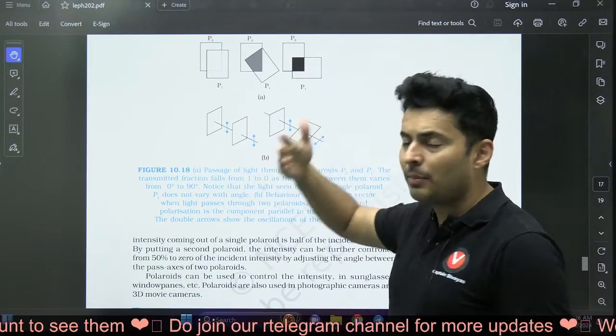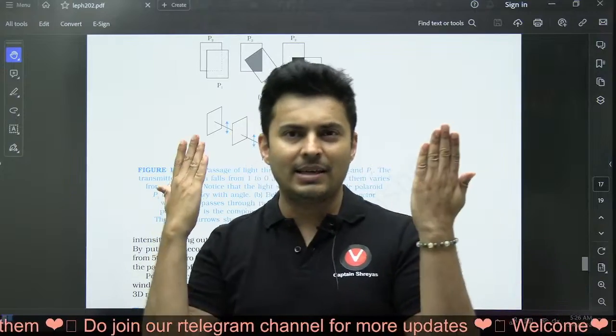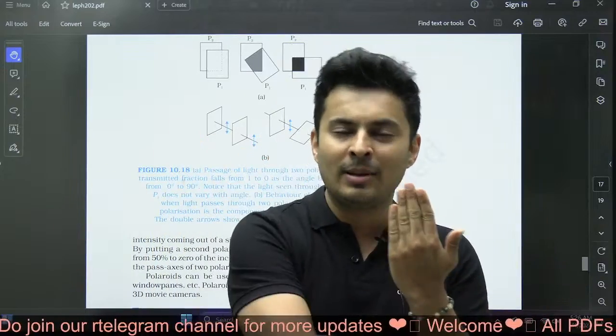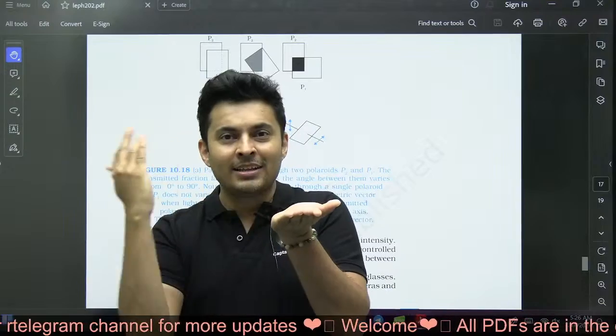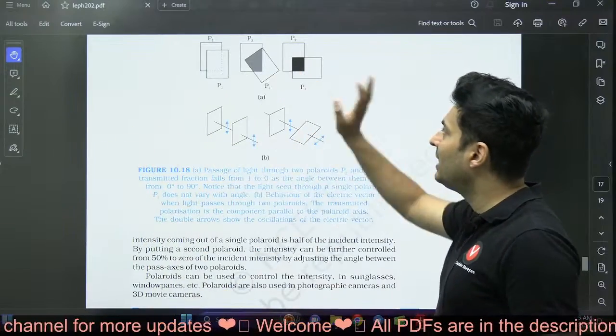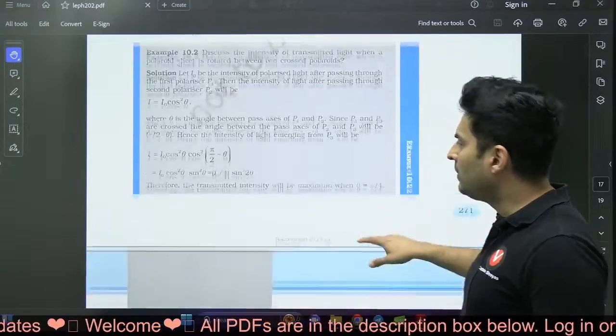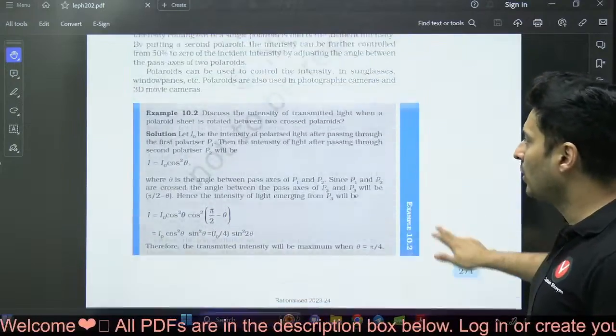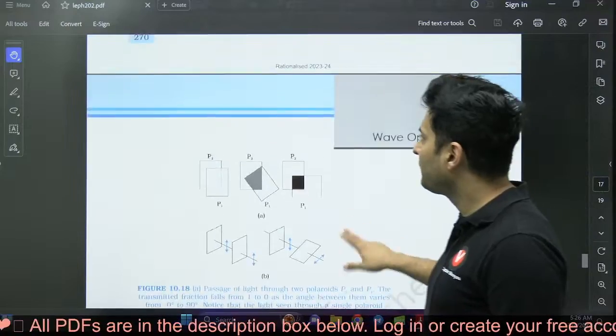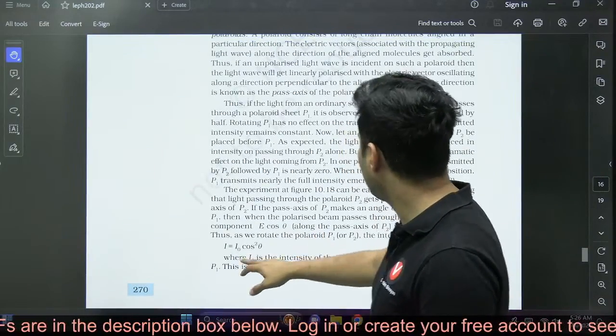If you use another polarizer after it, and if it is exactly aligned with it, all the light will pass through. But if it is perpendicular, then that light will also be completely eliminated. So you should know about this, and you should also know Malus's law, just in case. I'm not sure if it is here. Yeah, it is right over here.